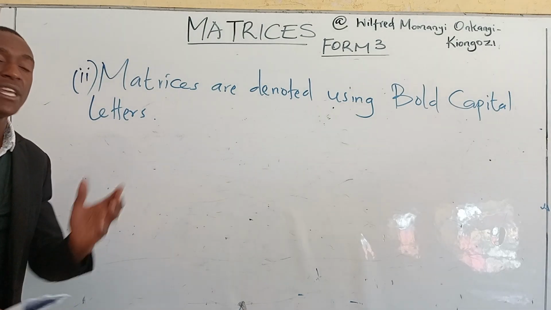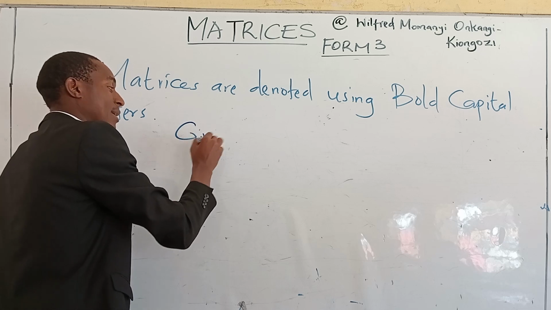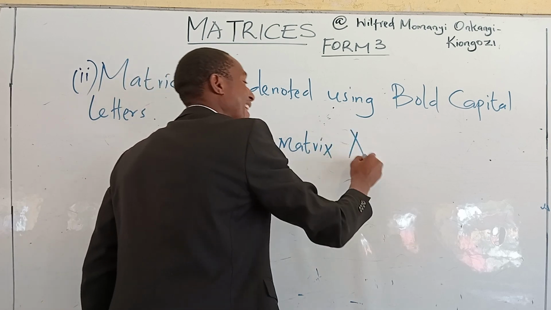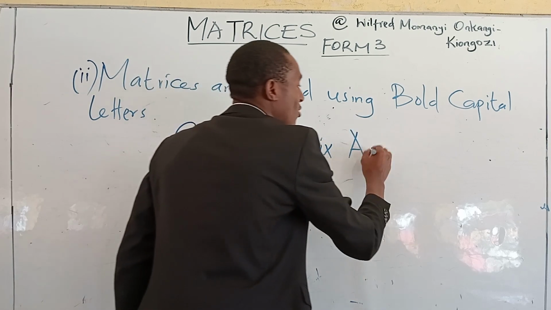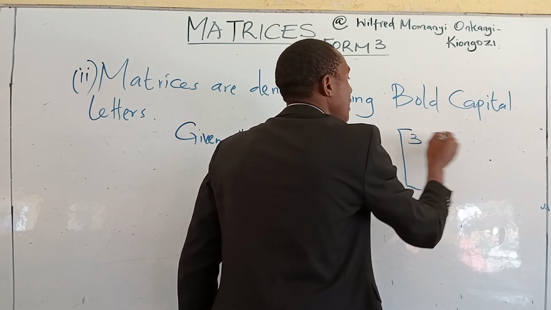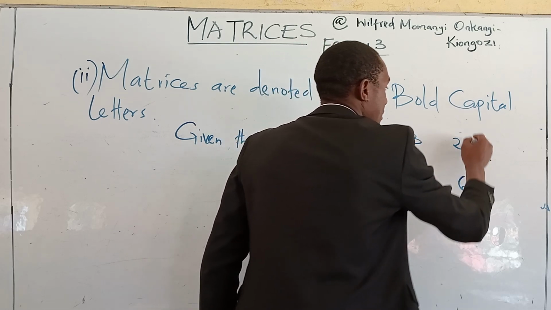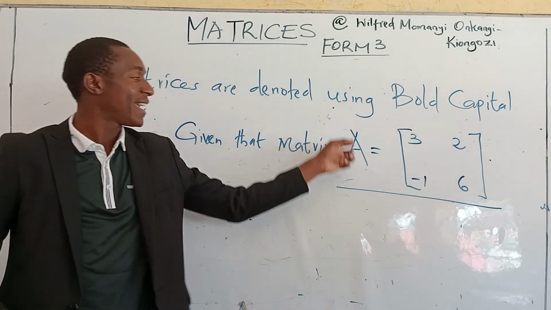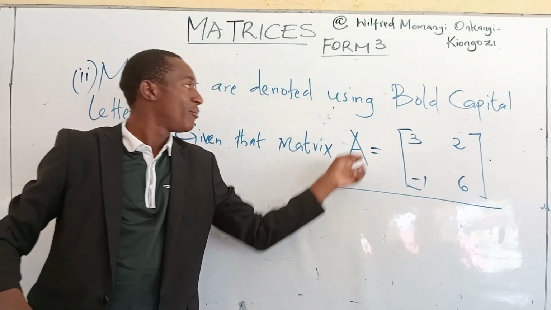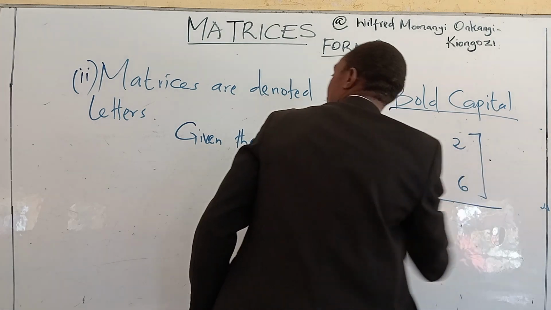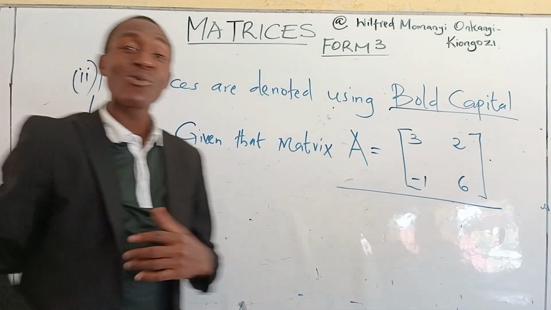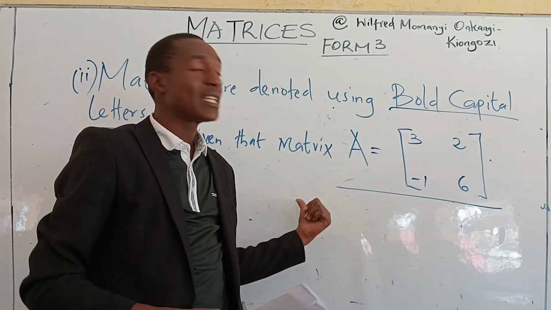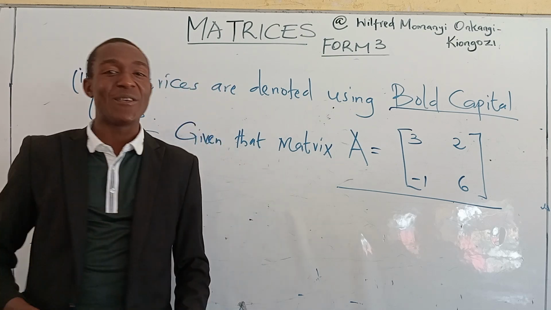What do I mean? If you've been told, given that, for example, matrix A, which should be capital and bold, is equal to 3, 2, -1, 6. The point is very easy here. It is not even examinable. In the exams, you'll find A or any other matrix that you're given being denoted in bold capital letters. I know you are now good to go. We now want to dig into a few calculations in matrices. This was a very good introduction, and I hope you are going to still work with me. Have a nice time.